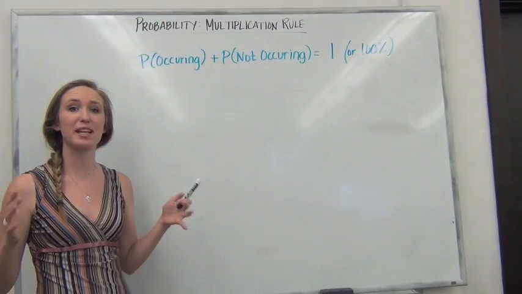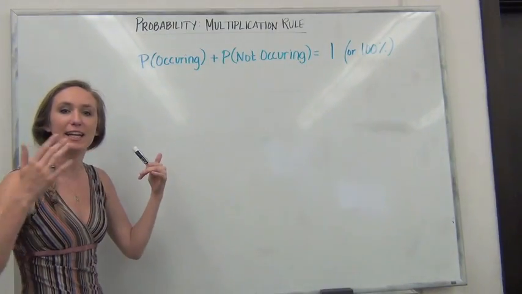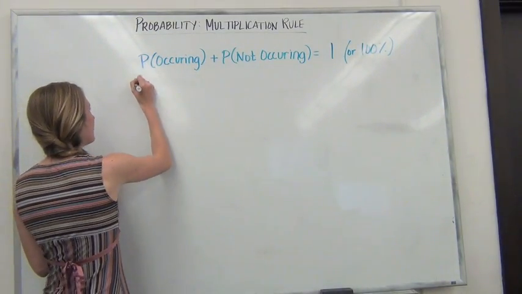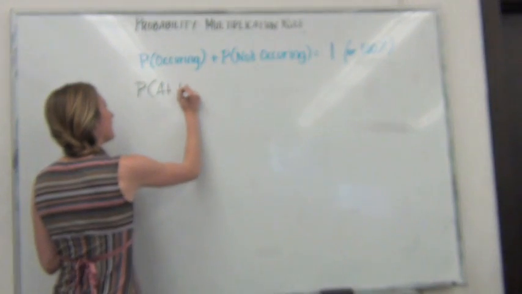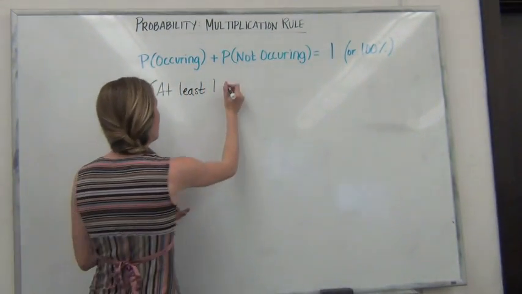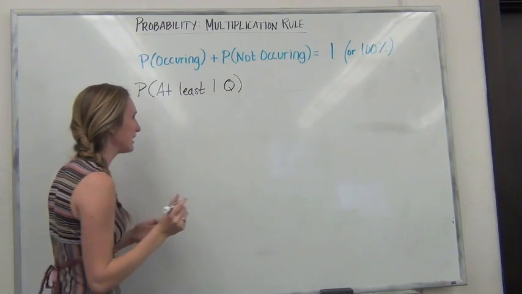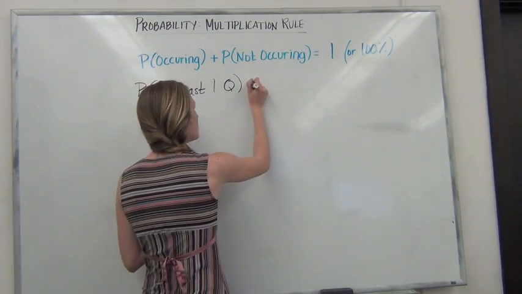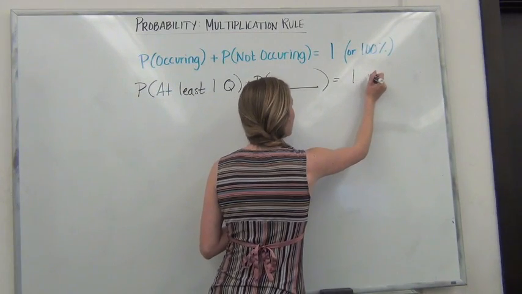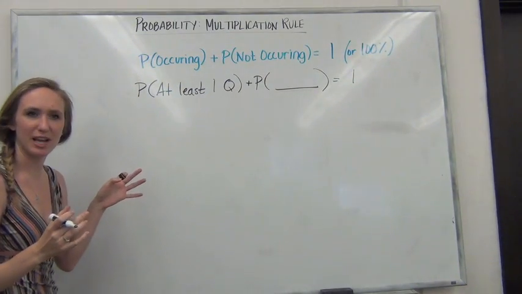So thinking about something that's a little bit more complicated, like "at least one," that's a term that gets thrown around. The probability of getting at least one, and let's stick with our queens example, getting at least one queen, plus what would the complement of at least one be in order to add up to 100%?